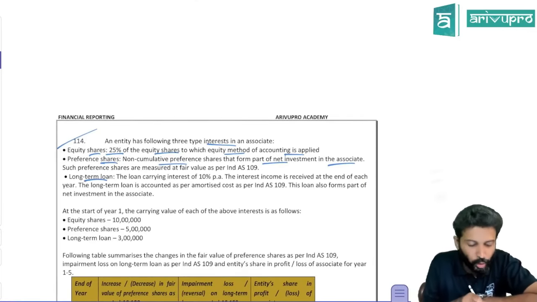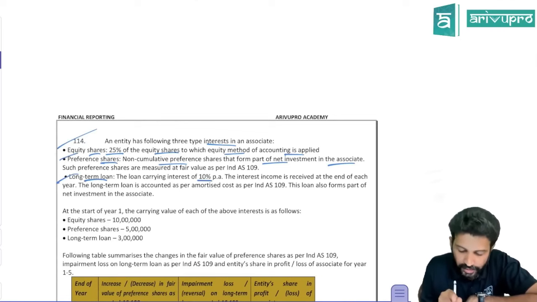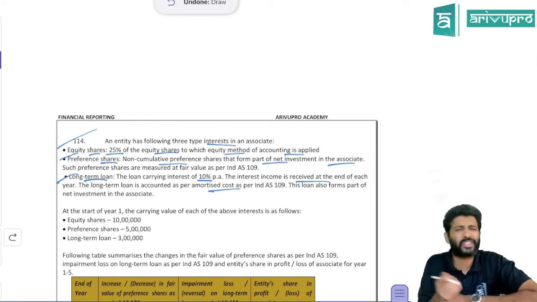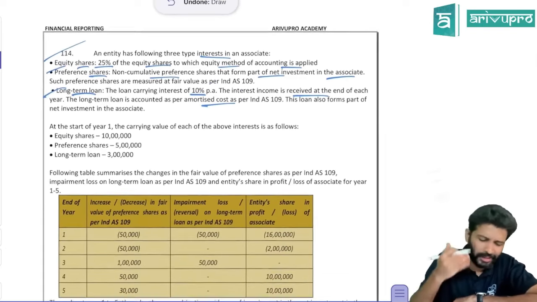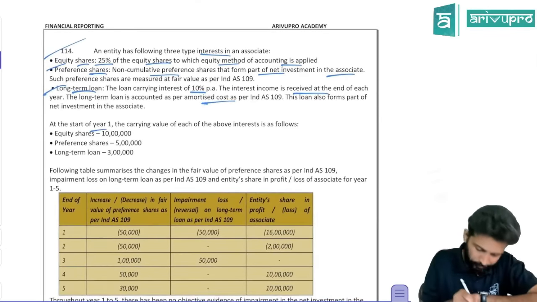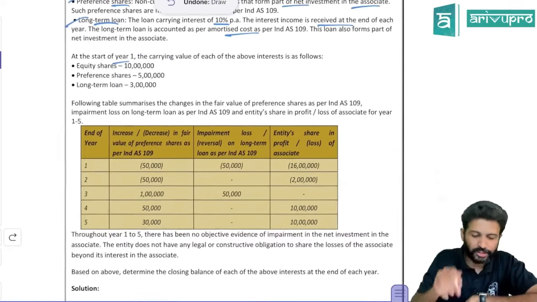We have also given a loan to the associate company. The loan carries an interest rate of 10%. Interest income is received, and the loan is accounted at amortized cost method. So the amortized cost method is followed for this loan. At the start of the year, the carrying amounts they've given are 10 lakh, 5 lakh, 3 lakhs. So this is the starting amount.